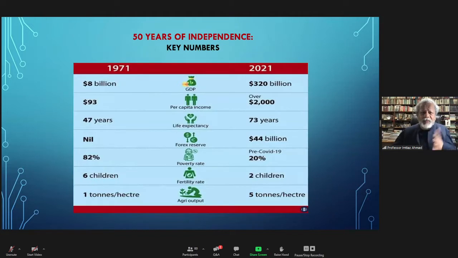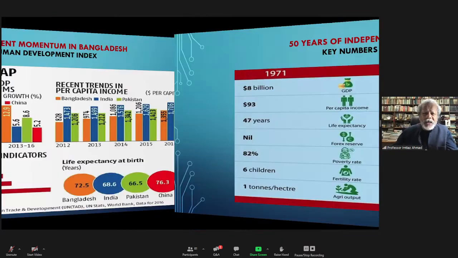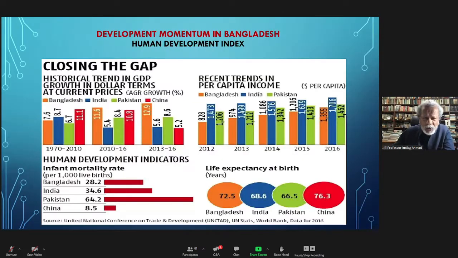Now, this is the 50 years of independence. Out of that, if you look into the numbers from 71 to 2021, I don't have to flag this. I think in the last 3 days you have probably gone through this, whether GDP, per capita, life expectancy. I focus on life expectancy, which is a really interesting one, because if you look at this particular slide, you'll see it has also crossed Pakistan and India, and is almost catching up with China.